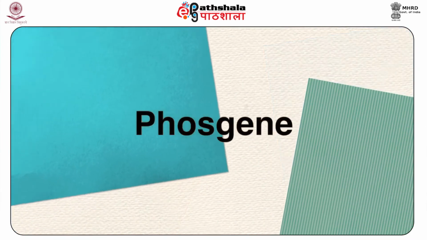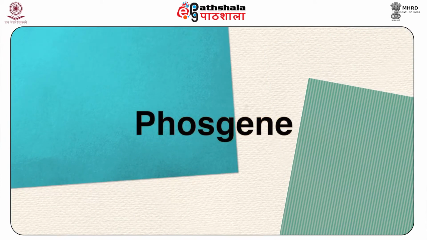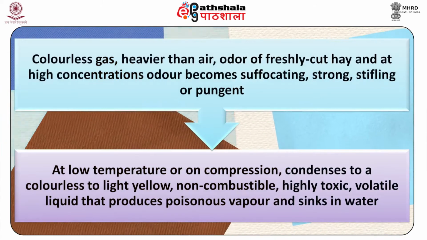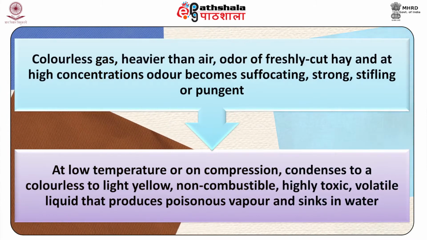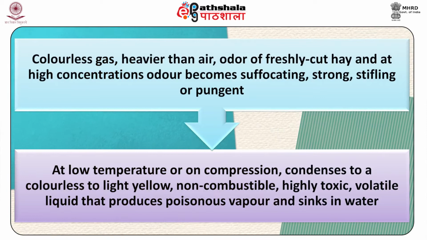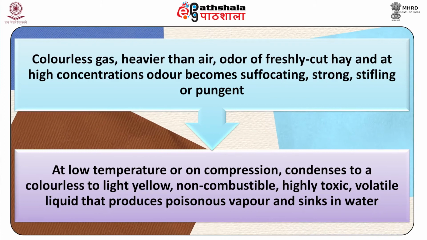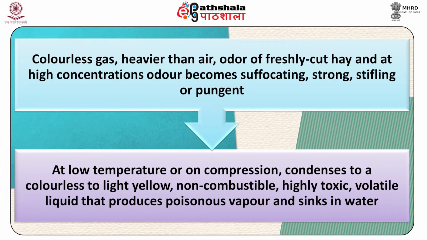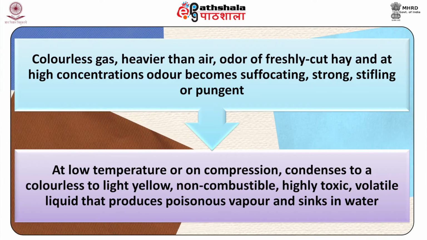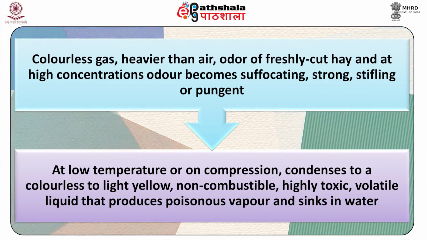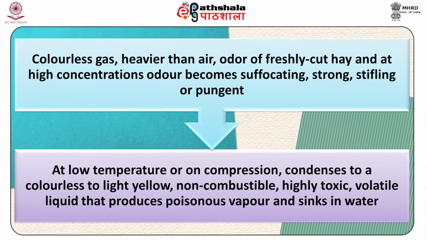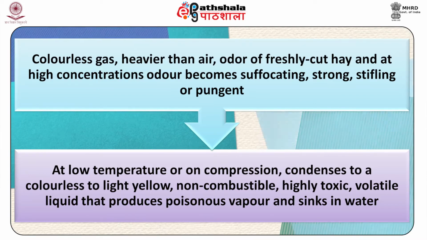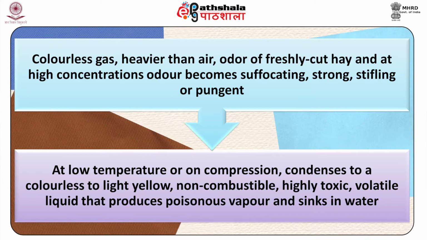Seventh is phosgene. Lethal concentration 50 is 5 parts per million. Phosgene is a colorless gas, heavier than air with an odor of freshly cut hay. At high concentrations, the gas has an odor described as suffocating, strong, stifling, or pungent. At low temperature or when compressed, phosgene condenses to a colorless to light yellow, non-combustible, highly toxic, fuming, volatile liquid that produces poisonous vapor and sinks in water.